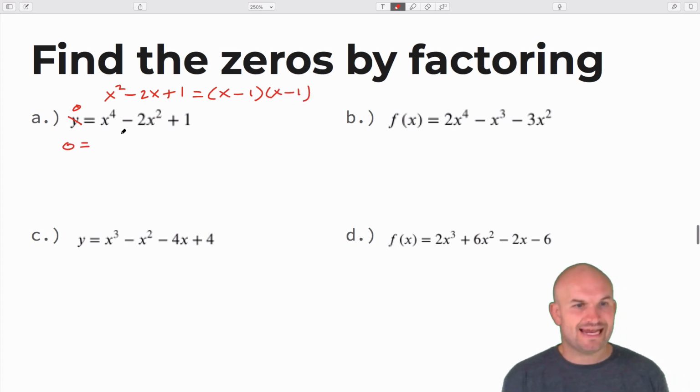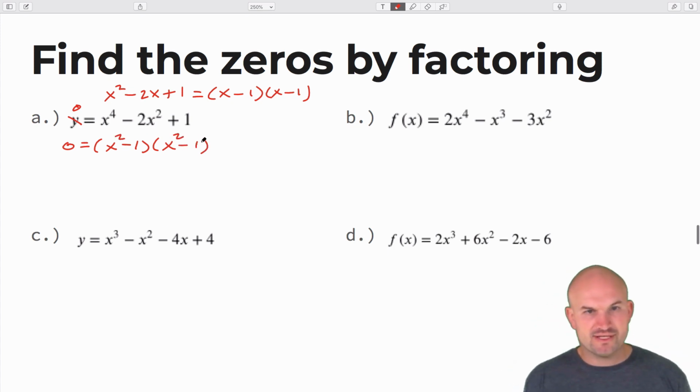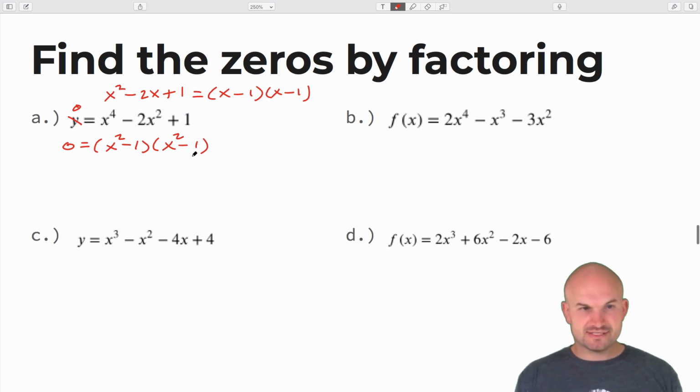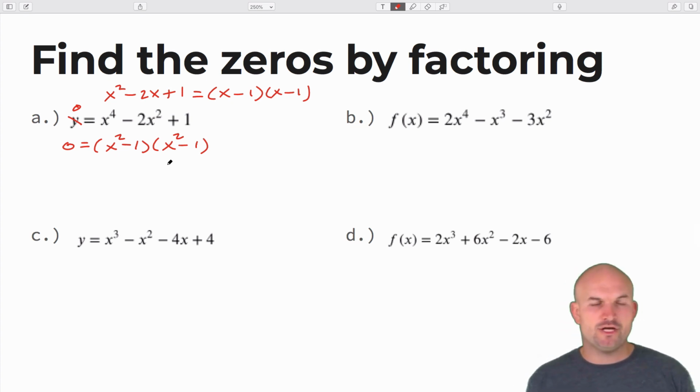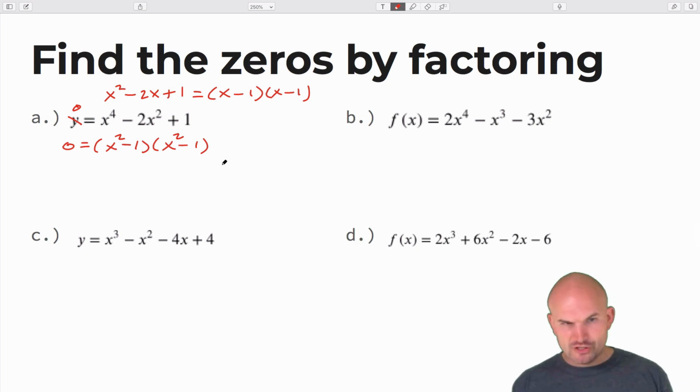The numbers aren't changed. The only difference is we need this to multiply to give us an x to the 4th. So therefore, that's going to be x squared times x squared. And again, if you're not sure about this, multiply it out and you'll see that it does, in fact, give us that binomial. Now, this is a binomial squared, so we could write this as x squared minus 1 squared, but I think that kind of gets a little confusing.